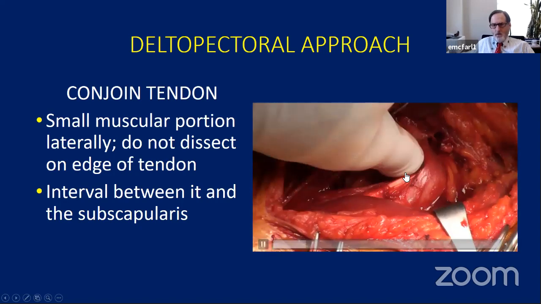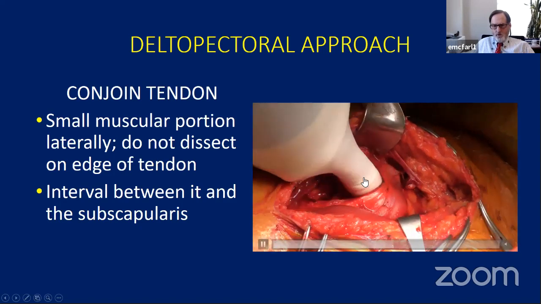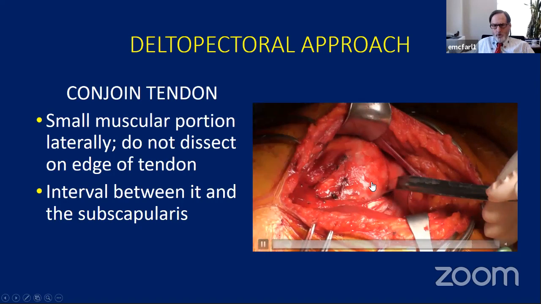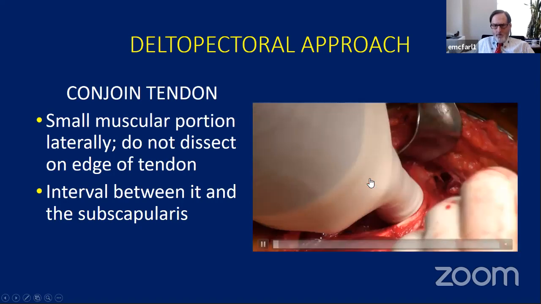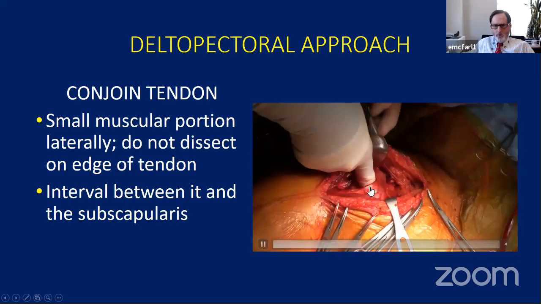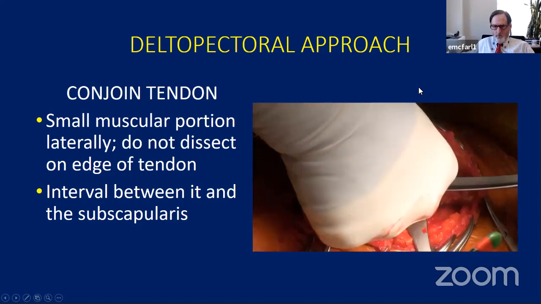This retractor medially though is on the brachial plexus. So you don't want to pull on it. You just want to make sure that it holds the interval open for you. And so this is the subscap, and then here's the coracoid and the conjoint tendon. So you develop that interval between the conjoint and the subscapularis.